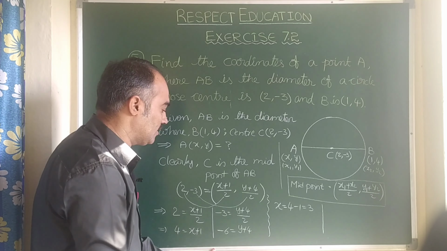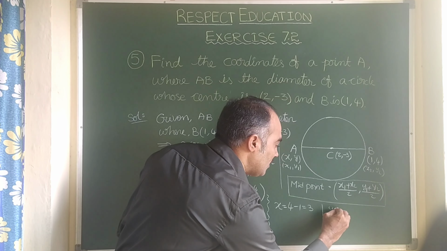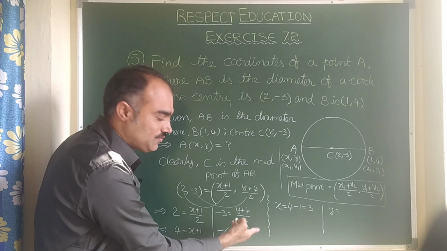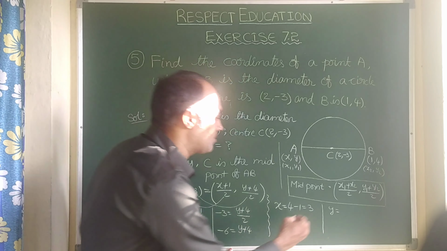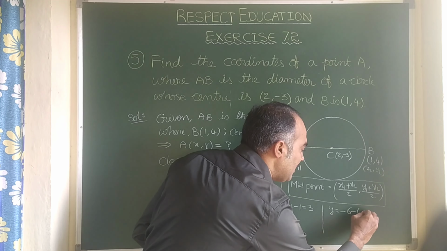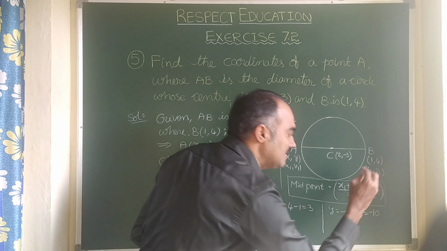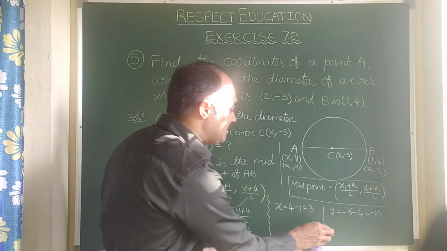Let us find y also. Y is equal to, let us send this plus 4 to this side. Already minus 6 is there on this side. Minus 6 minus 4, nothing but minus 10. Clear? Now let us read the question.